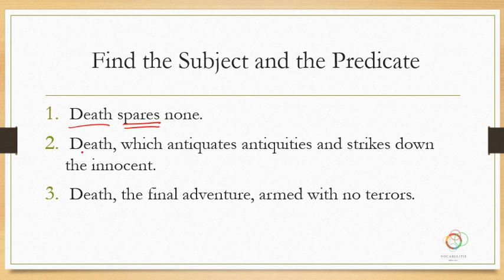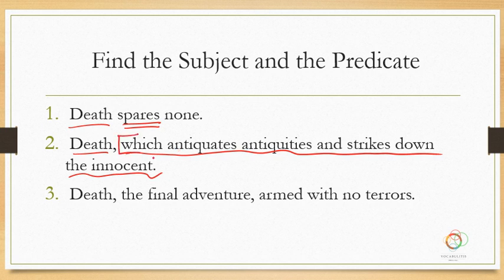Number two, death, which antiquates antiquities and strikes down the innocent. Okay, whatever that might mean. Death, which does whatever. But what does it do? Okay, this which part is a dependent clause that describes something about death, but it does need to continue on with a verb, and it is missing a verb, so this is not a complete sentence here.